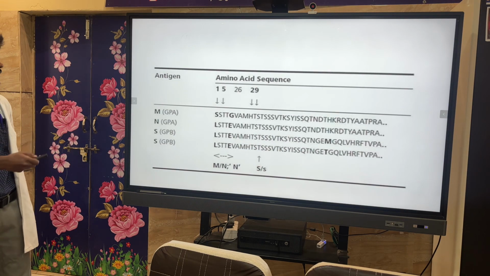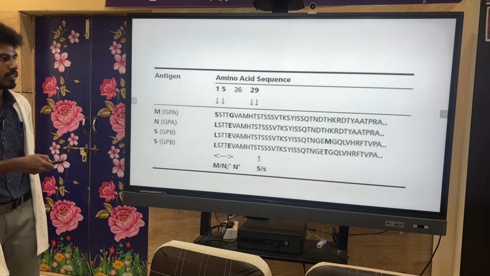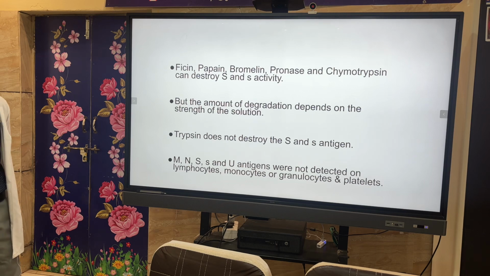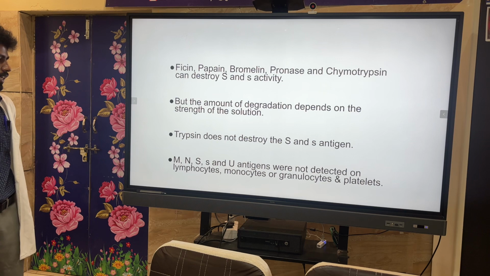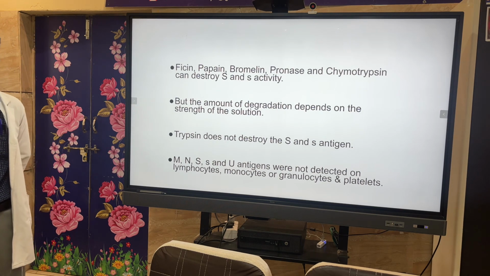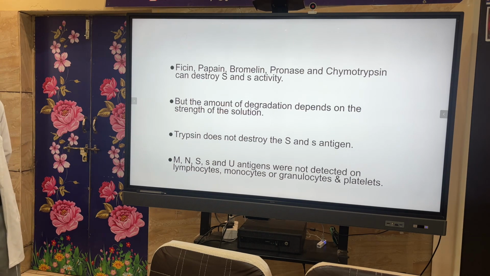This is the amino acid sequence. M and N antigens differ at the 1st and 5th positions. Capital S and small s antigens differ at the 29th position. Ficin, papain, bromelain, pronase and chymotrypsin can destroy capital S and small s activity, but the amount of degradation depends on the strength of the solution. Trypsin does not destroy capital S and small s antigens. M and N, capital S, small s and U antigens are not detected on lymphocytes, monocytes, granulocytes and platelets.